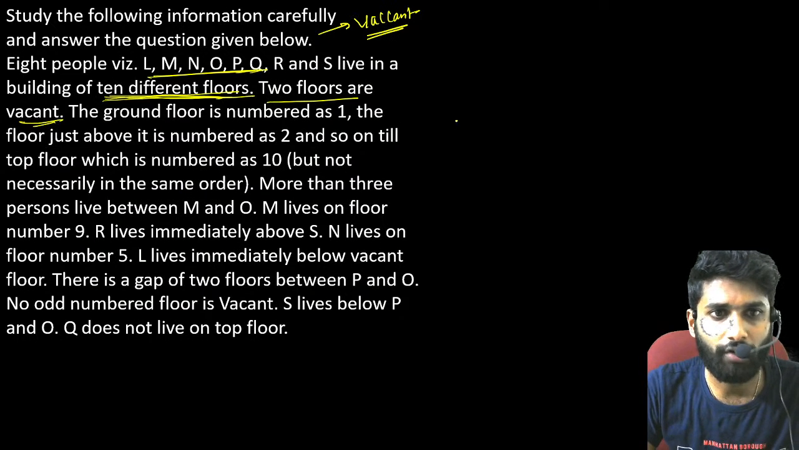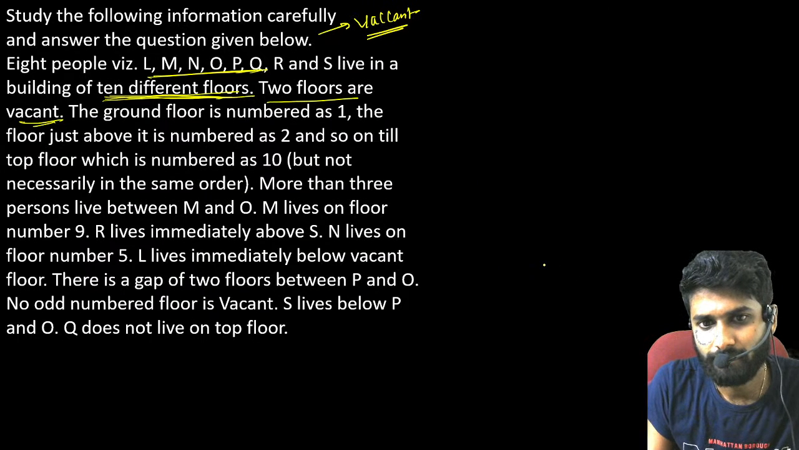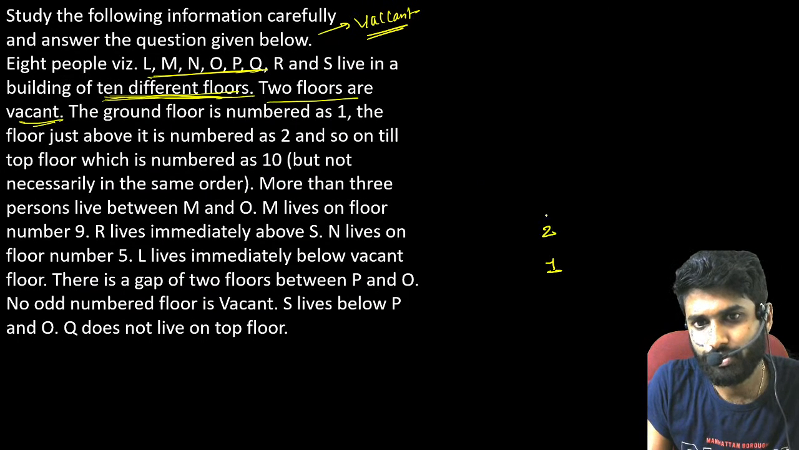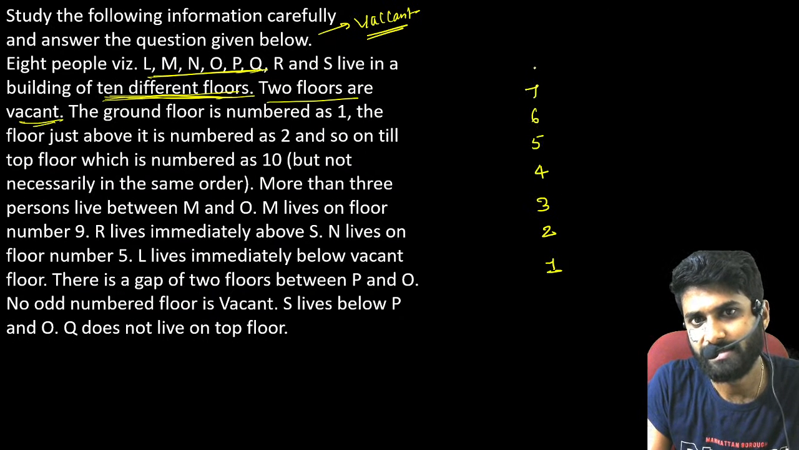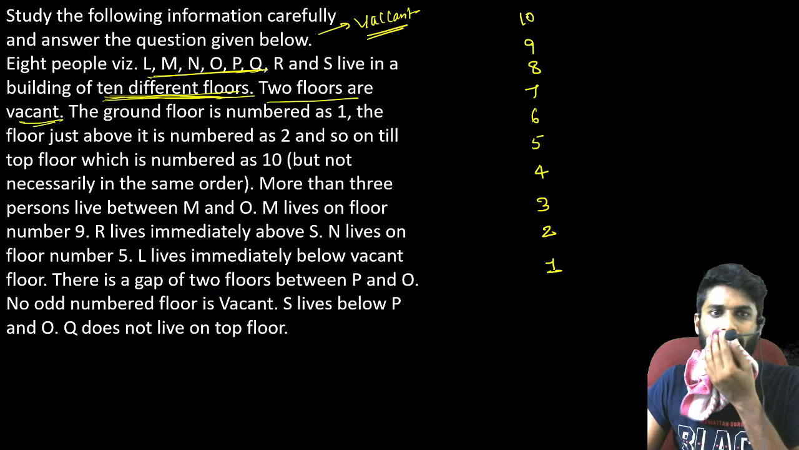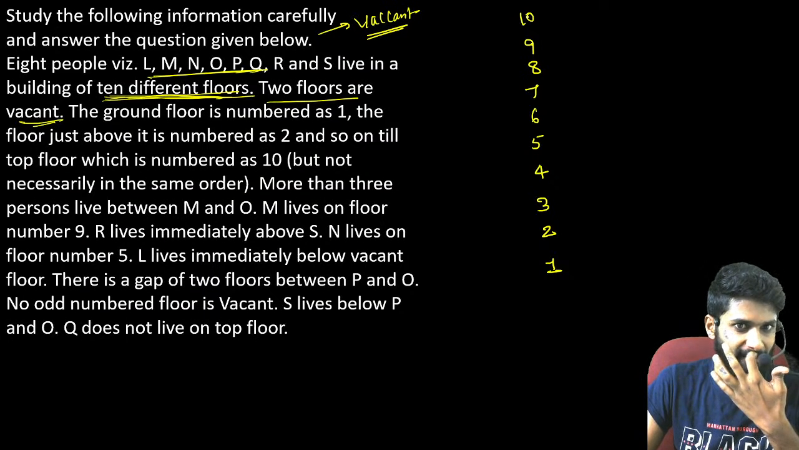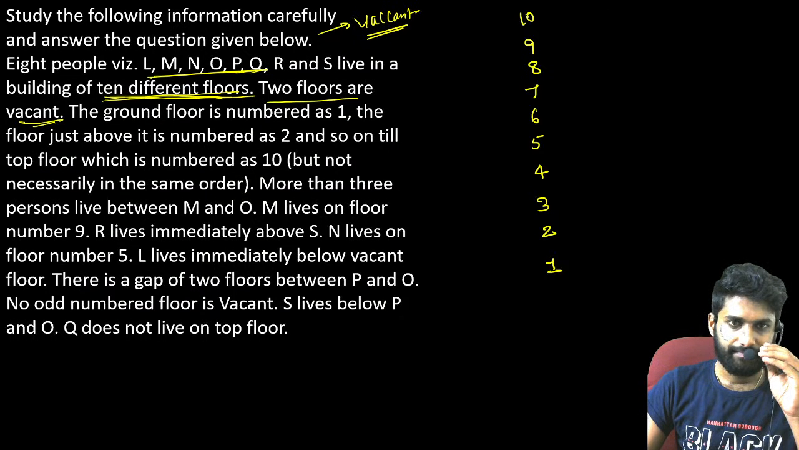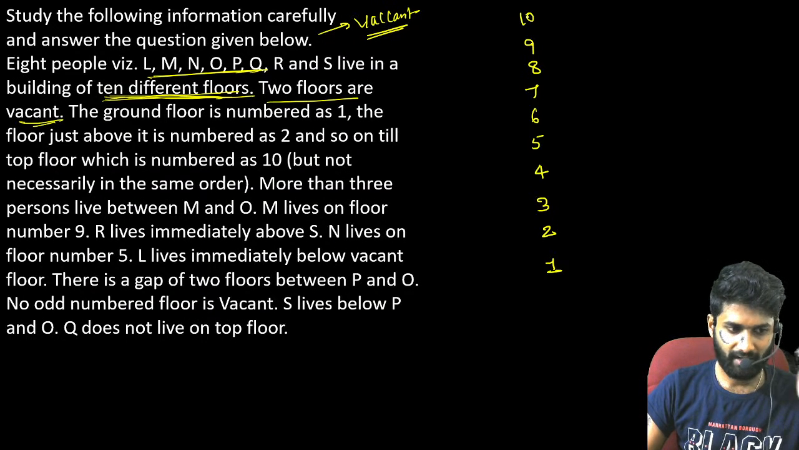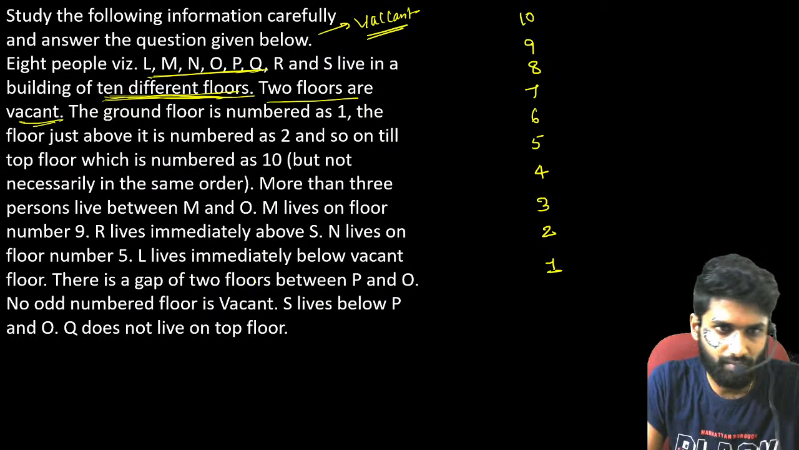Okay, just read it. The ground floor number is 1, then 2, 3, 4, 5, 6, 7, 8, 9, 10. The ground floor is number 1 and the floor just above it is number 2, and so on. The top floor is 10, but not necessarily in the same floor. The concept of a vacant floor is completely different from normal flooring. Each and every piece of information is important.